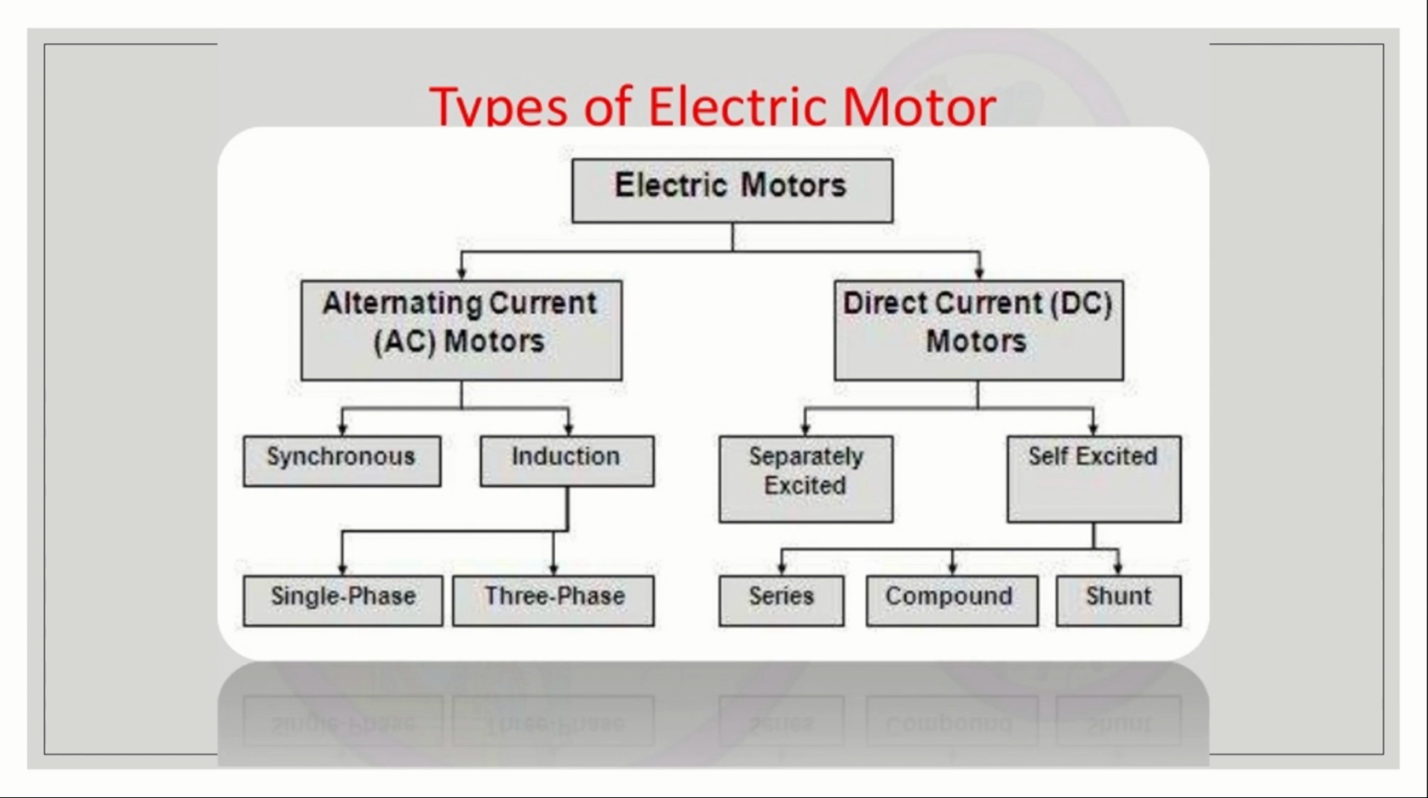DC motors are also classified into two. One is separately excited and the other is self-excited. Self-excited has been classified into further three types. One is series, compound and shunt. These are the important types of electric motors.